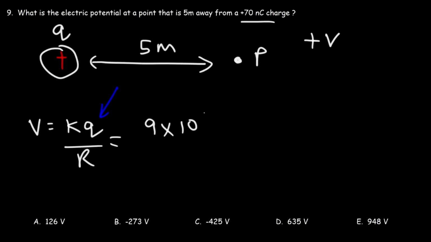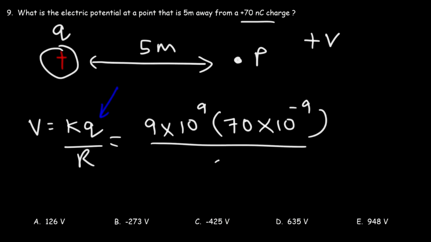K is 9 times 10 to the 9. Q, in this case, is 70 nanocoulombs. Nano is 10 to the minus 9. And R is 5 meters. So 10 to the 9 and 10 to the negative 9 will cancel. 70 divided by 5 is 14.